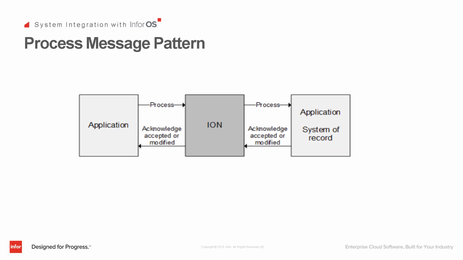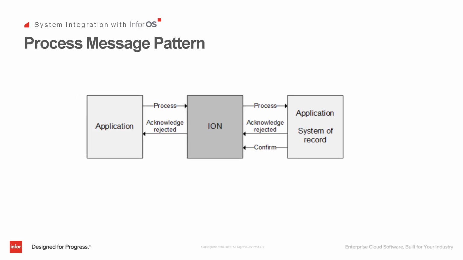In a process message pattern, some system will send a process BOD to ION. ION will forward that on to the system of record for that object. And then that system of record will send an acknowledge message back, and ION will route that acknowledge back to the originating system who asked for it. But if that system of record can't process that message, then an acknowledge message will be sent back saying it's rejected, and also a confirm BOD will be sent to ION saying that it couldn't process the message.